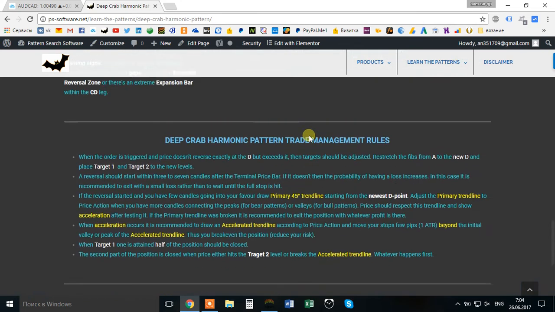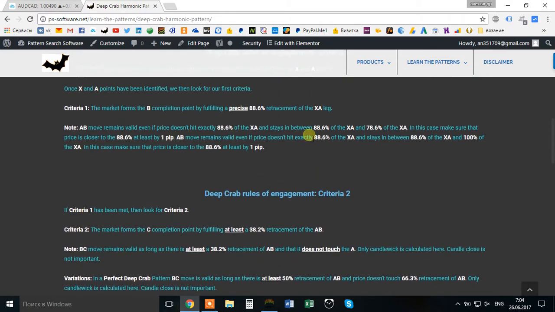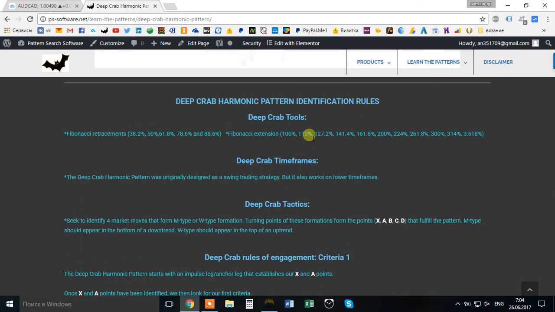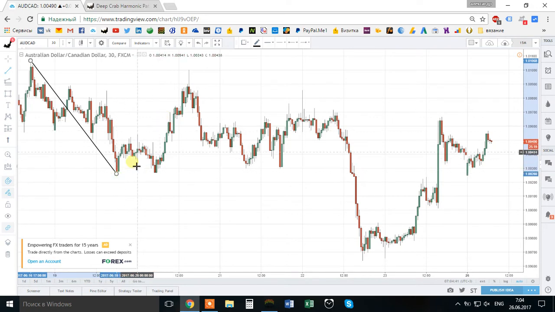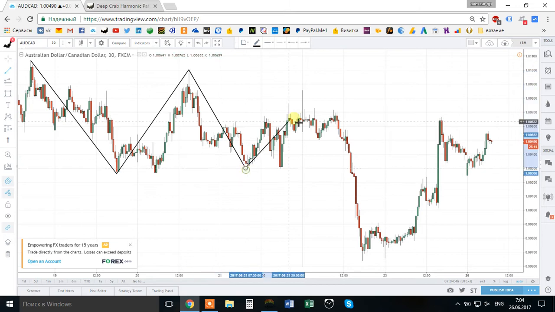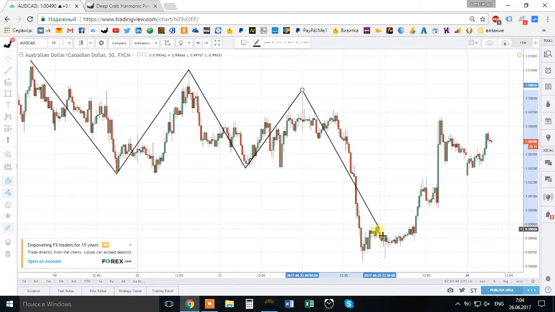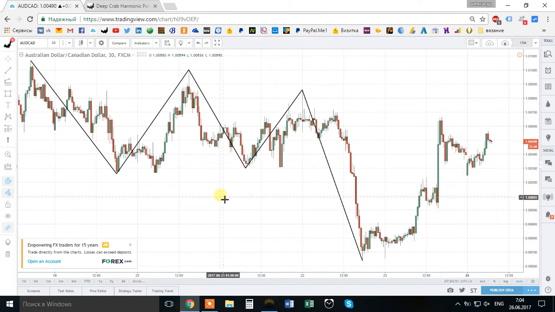Okay, let's go back to the identification part, because it will be the most important part of our discussion today, as Manual Pattern Search 2 does the identification for you. What does it take to identify the pattern? You first need to find the structure, and to do that you need to know how to read the price chart. You need to draw those swings, ups and downs, like this, X to A, some major swings.